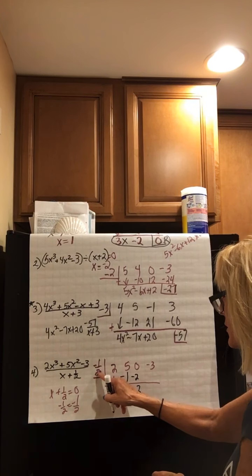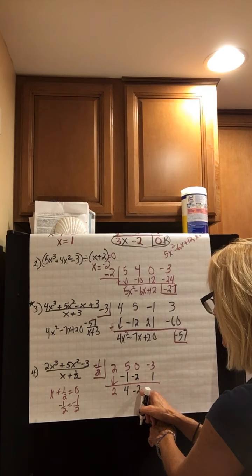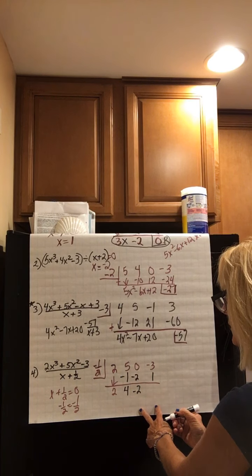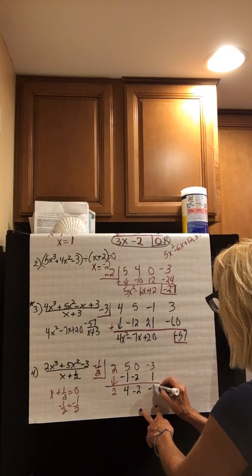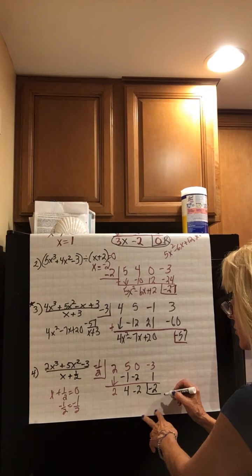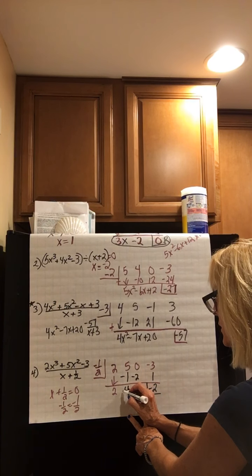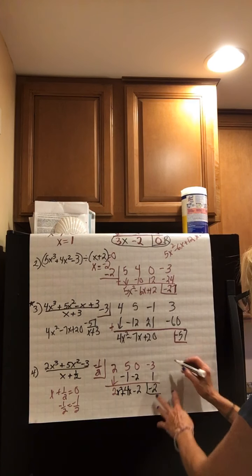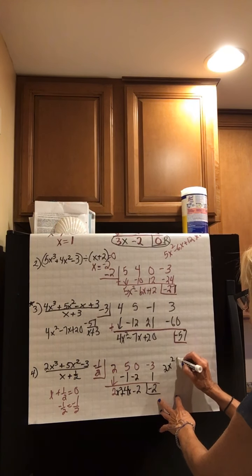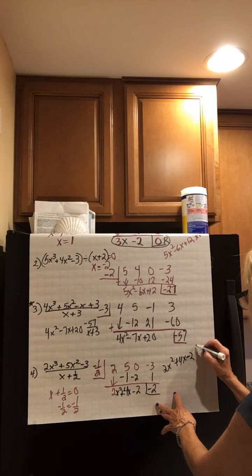Okay, again, what's half of 2? Well, we already know that's 1. And then a negative times a negative is a positive 1. So when I add here, lose 3, gain back 1, I'm at negative 2. There's my remainder. There's my constant. Put an x here, that's my linear, and it's positive 4, and then put a square here. So there's my final answer: 2x squared plus 4x minus 2, over x plus 1/2, with a remainder of negative 2.